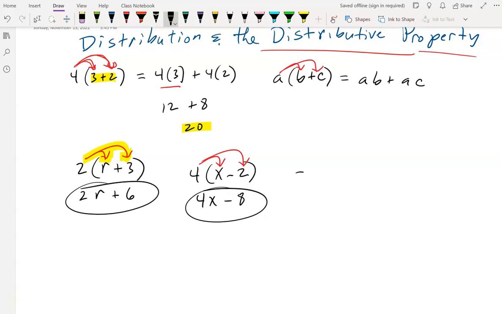Now let's increase the level of difficulty just a little bit. And let's put negative 5 on the outside of the parentheses and y plus 7t on the inside of the parentheses. Okay, the process is still the same. We are going to multiply negative 5 times y, and that will give us negative 5y. And now I'm going to multiply negative 5 times positive 7t. Negative 5 times 7 is negative 35.